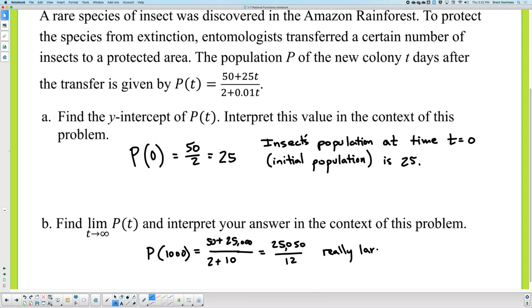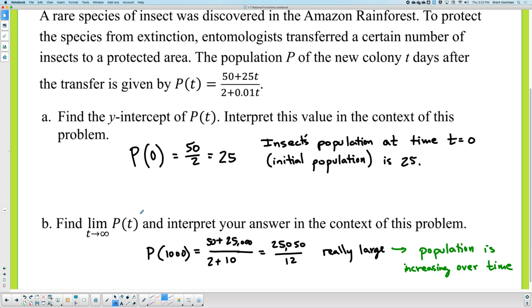Now, what does that mean? Without graphing it, that means the population is increasing over time. So the population is increasing over time, which is good news. If we don't want it to go extinct, we want it to increase over time. So that's good news, okay?